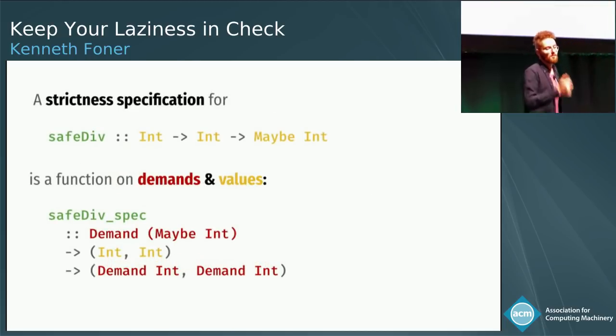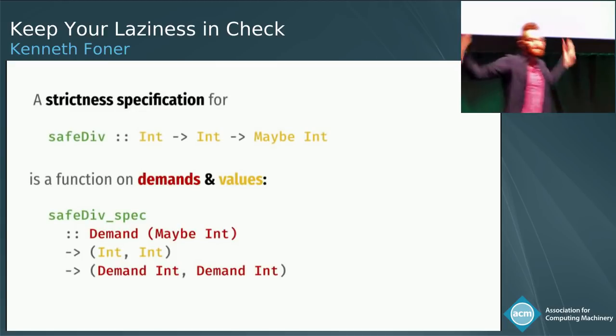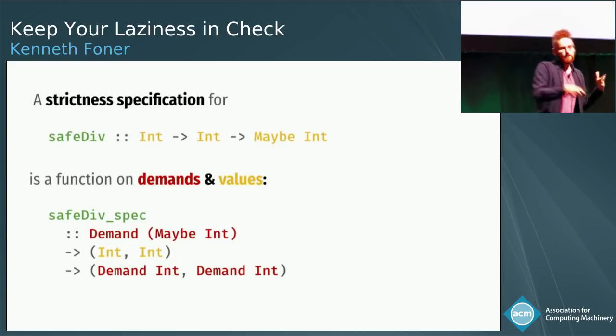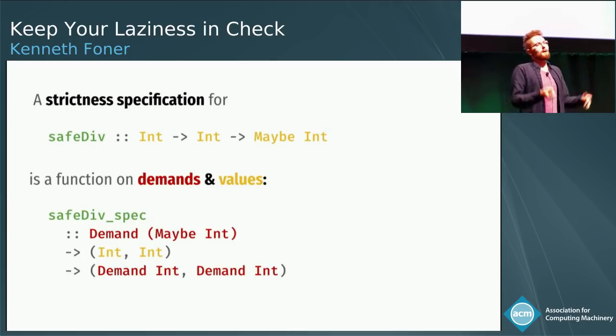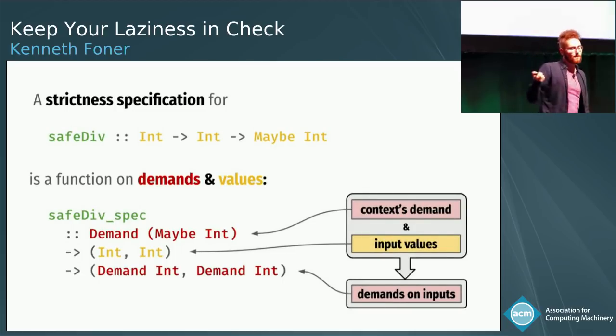So now we can use this to write down a strictness specification for safediv. That's to say that a strictness specification is a function on demands and values, because I want to say, how strict is this thing supposed to be? If I demand some amount from its result, and given the particular inputs that it was given, what does it actually need to evaluate of its inputs? So a specification in general is a function from the outer context's demand on the result of a function, and the input values to that function, to the predicted demands on the inputs of the function.